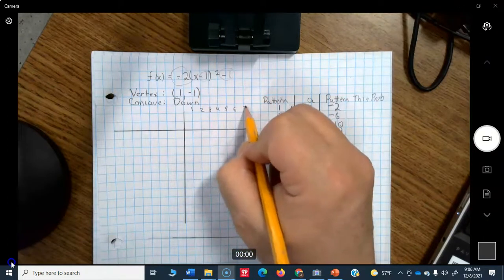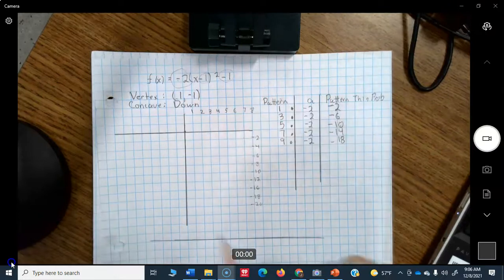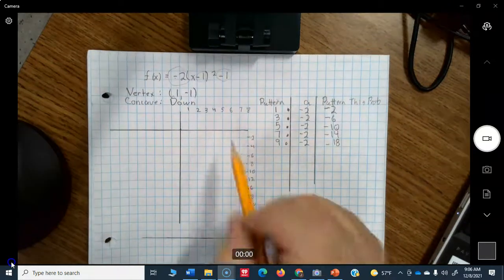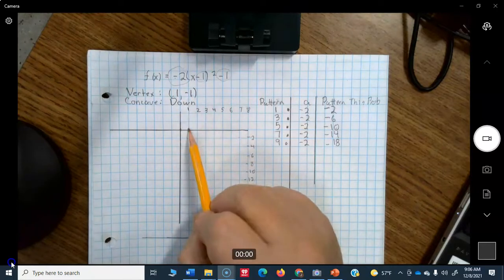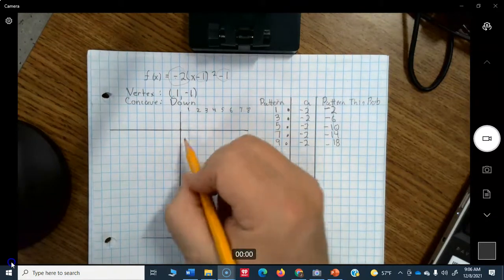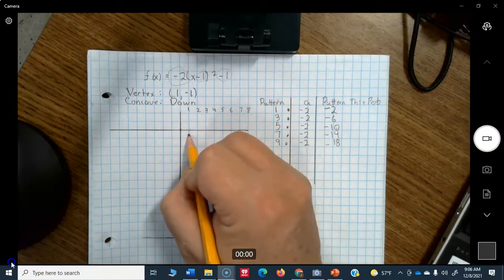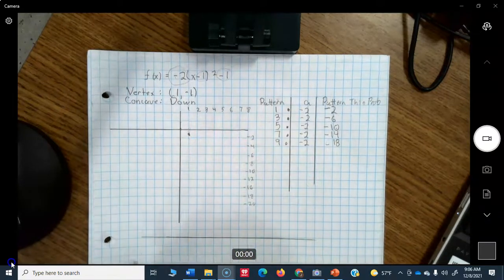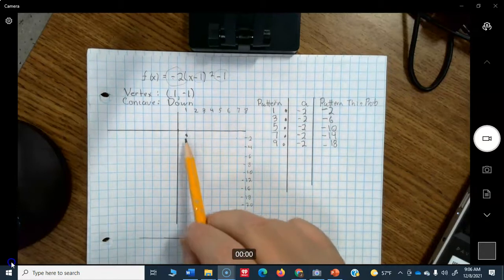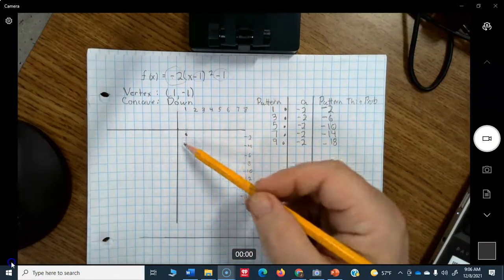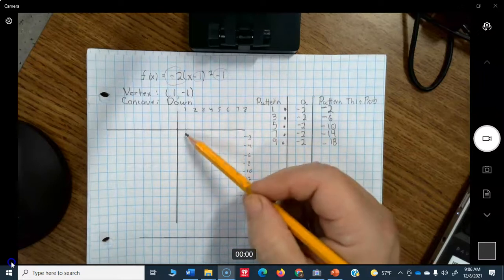5, 6, 7, we're not going to go out this far right there. Okay, so now we have the vertex is 1, so it's 1 in this direction, and -1. But remember, each square here is 2 going down, so I'm going to put it right there. Might make my counting a little trickier, but not too much, okay? So there's the vertex right there. That means the entire parabola is going to be down below the vertex.